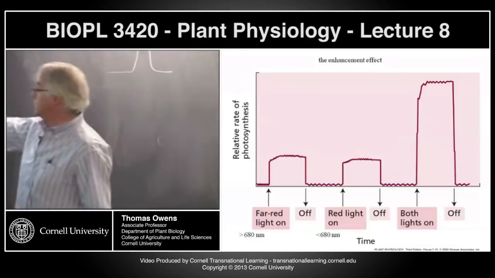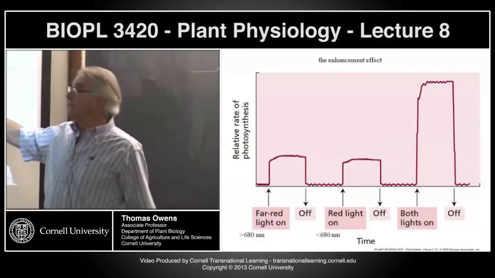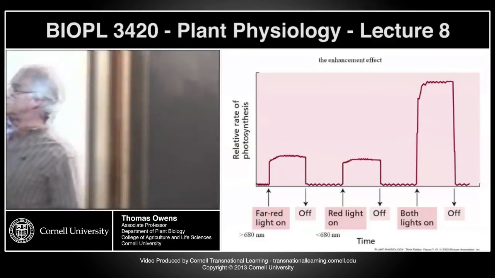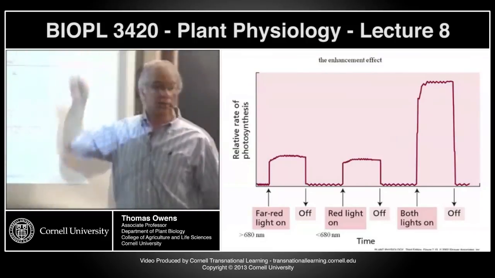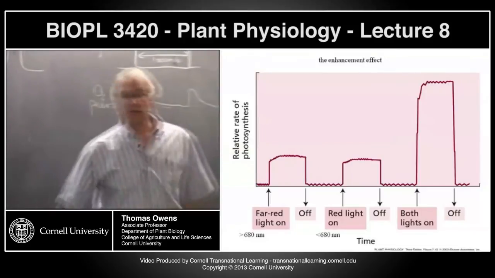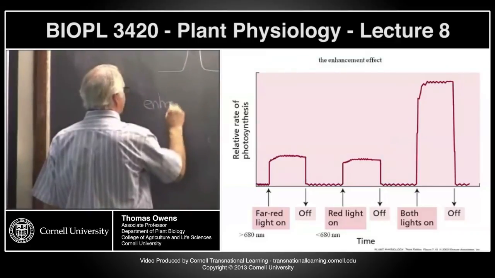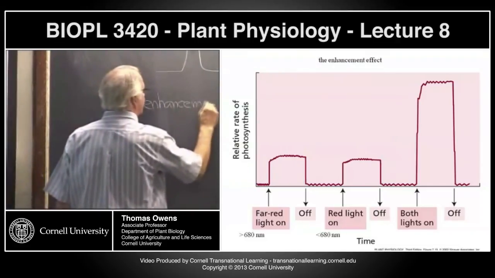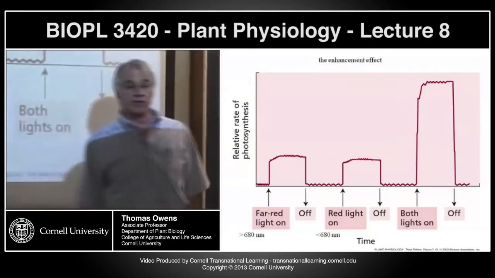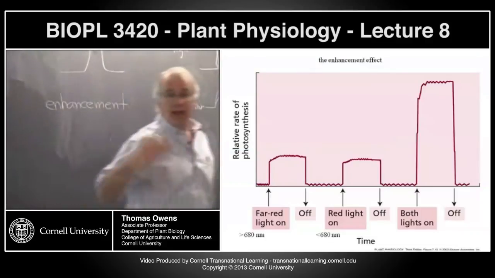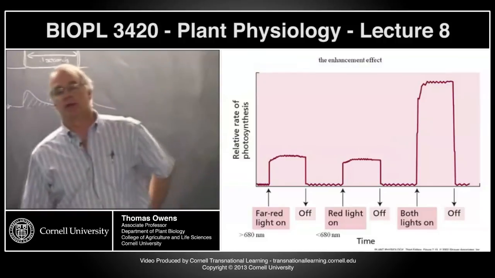Then he turned both the red and the far red on at the same time. And the expectation was that what you would see would be the sum of these 2. And what he saw was something that was much greater than the sum of the 2. He referred to this effect as enhancement. That there is a synergy between the red and far red light. That something more happens in red plus far red light that can't happen in either one of them alone.